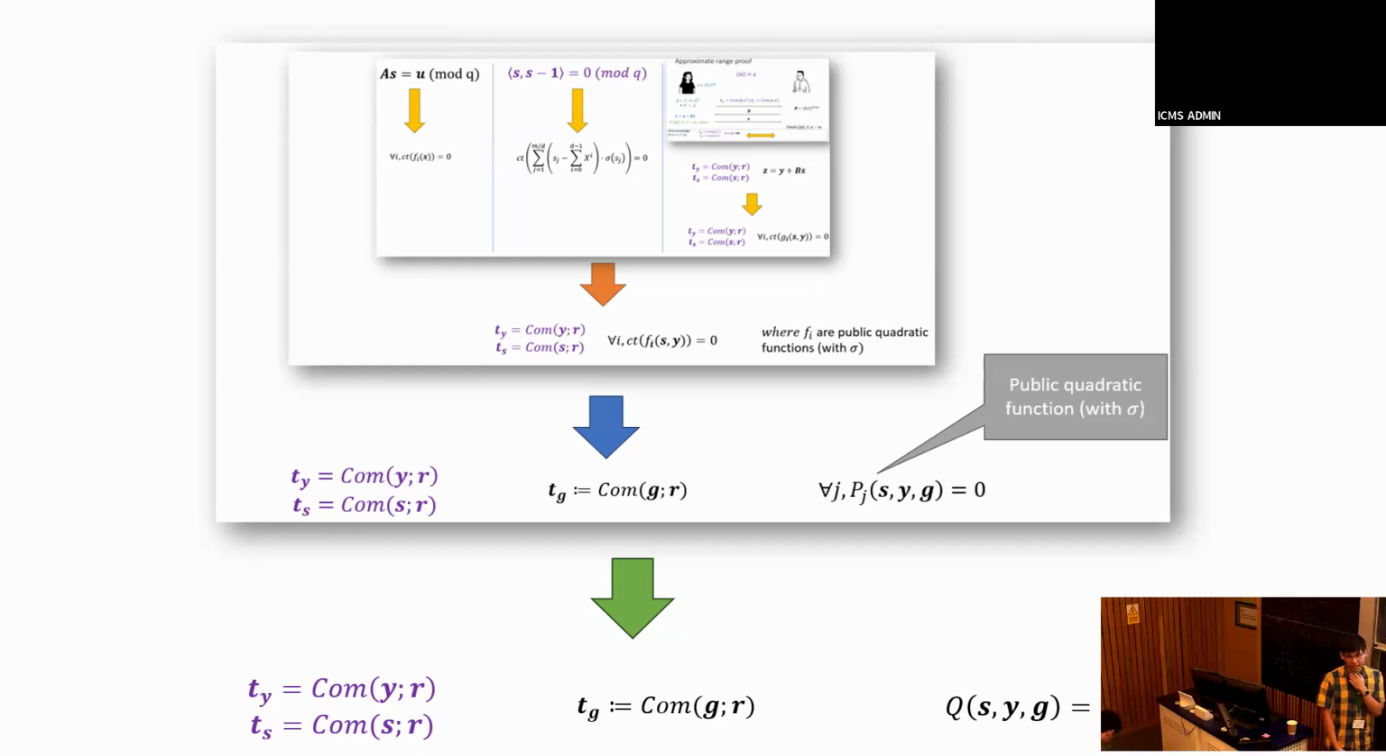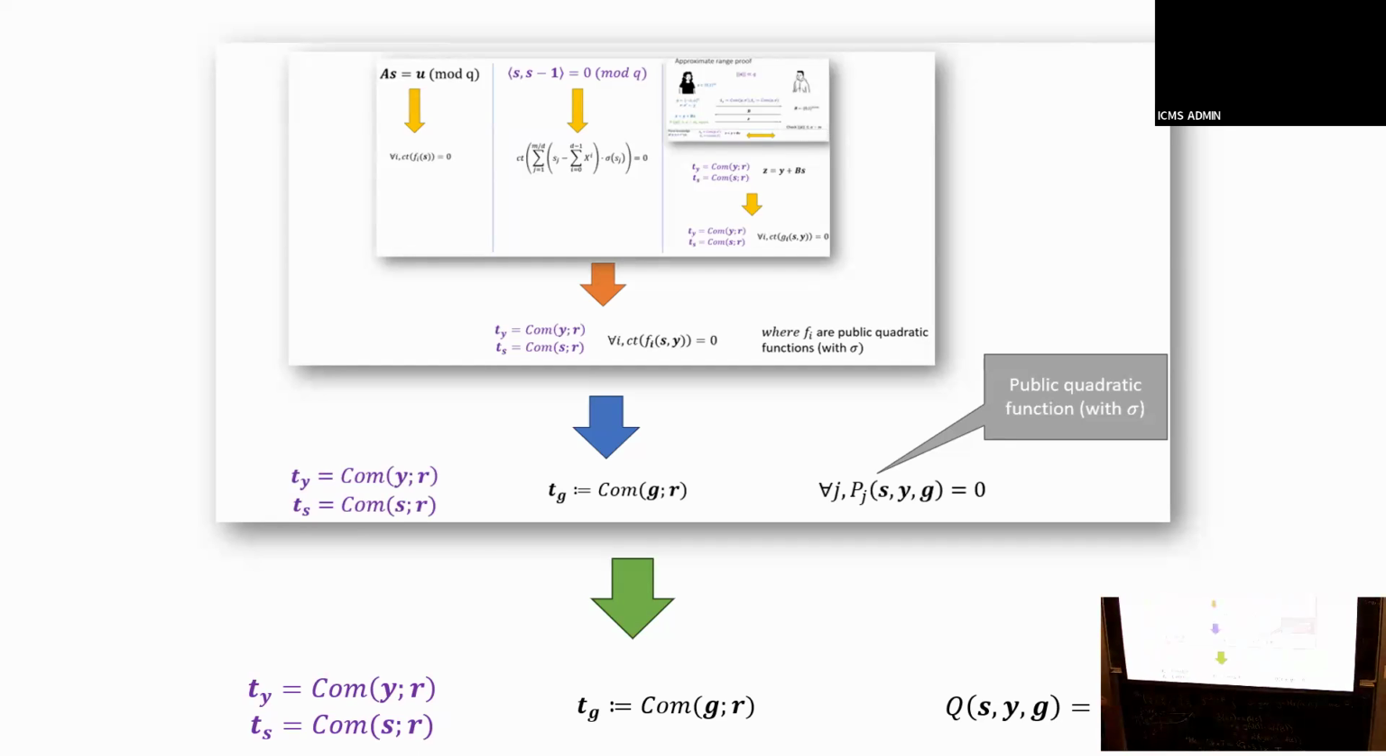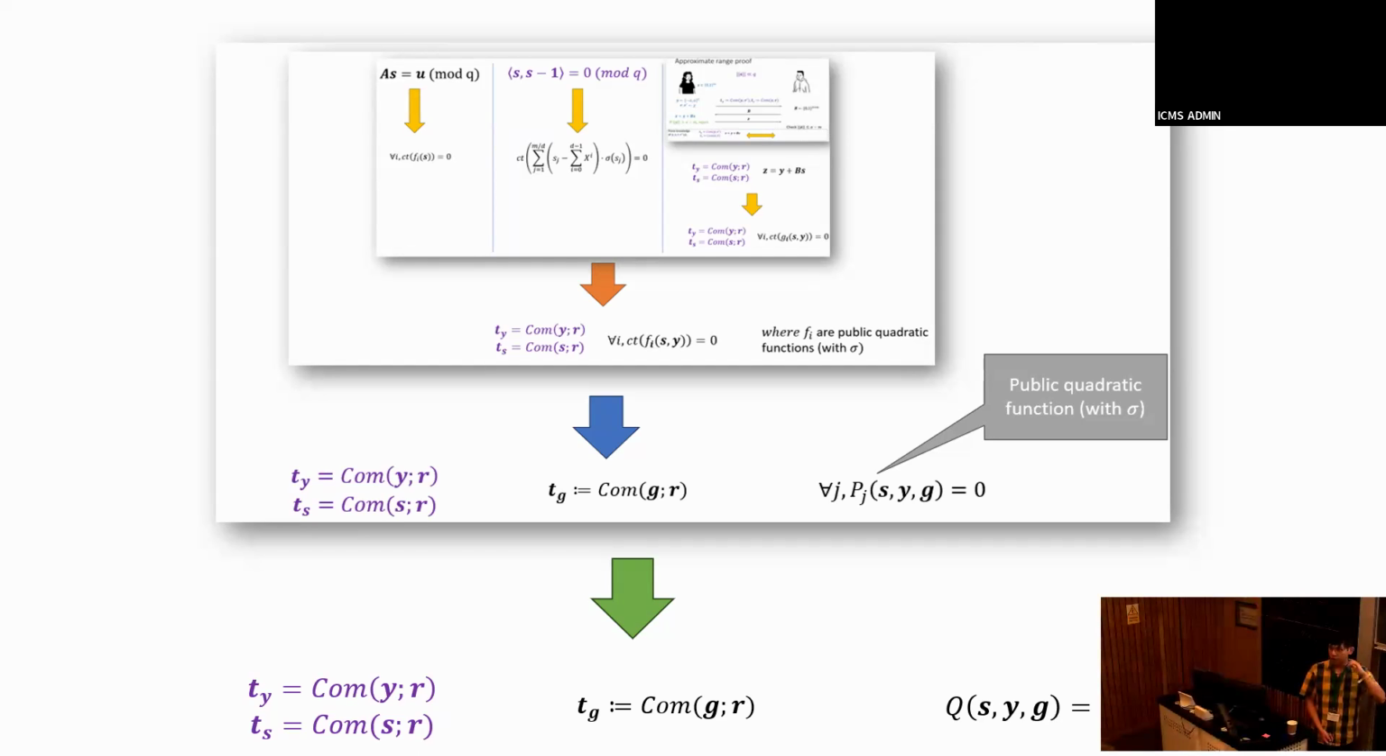The second thing is that if you got lost, then the remainder of the talk is basically to introduce a commitment scheme, what this commitment actually is, and also a way to prove quadratic relations over the ring. That's what is left. So let's start with the commitment scheme.